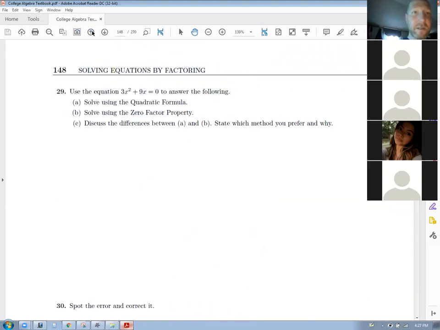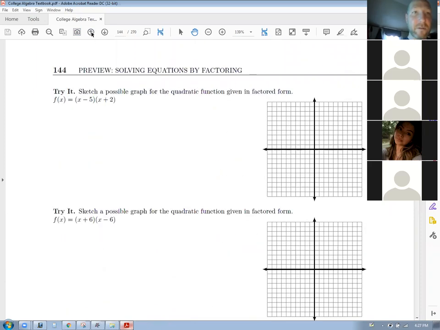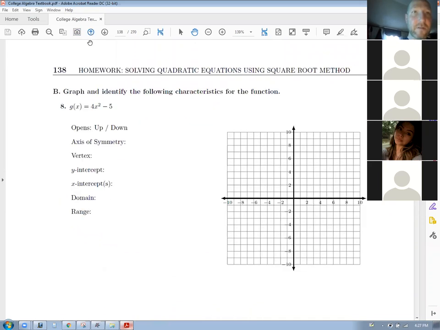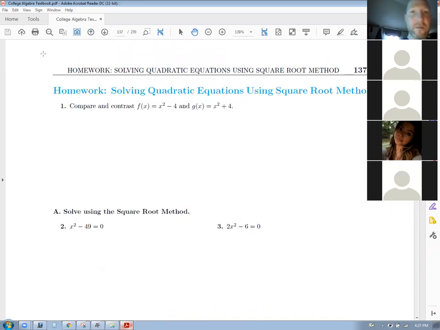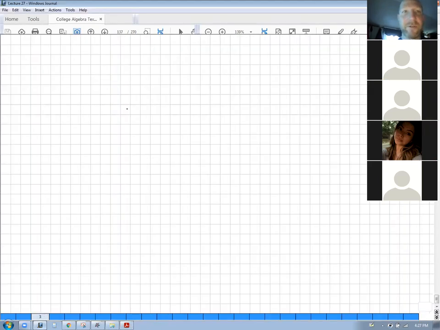So next time we will do the next homework section, which is right here. Page 137 is what we're going to do next time.